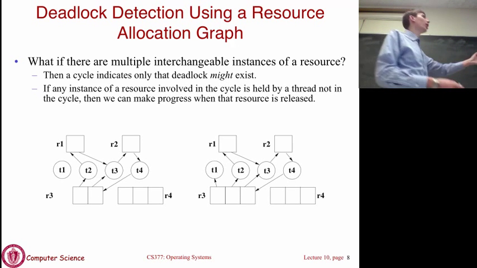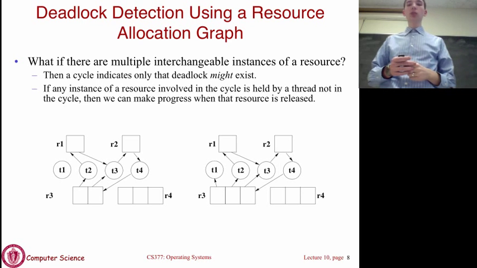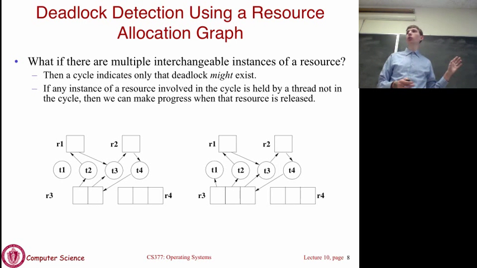So, in general, when you have multiple instances of these, you would need to do some further analysis to determine whether there actually is a deadlock. You can fairly easily say whether there might be a deadlock. Questions on that before we continue?